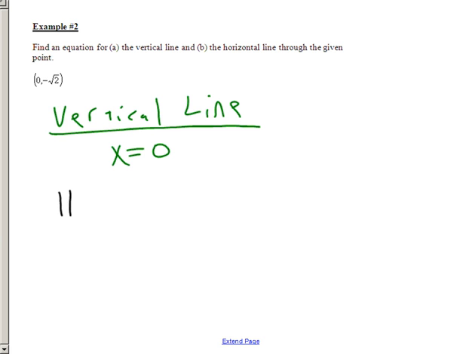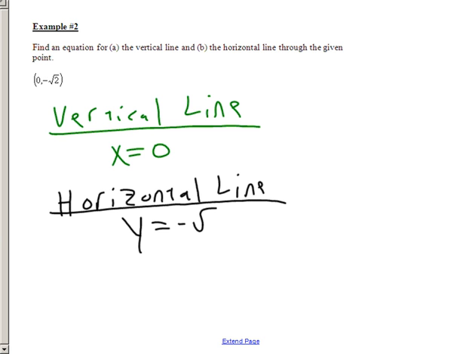The equation of the horizontal line is y equals the y coordinate. That's it. Easiest 2 points on the test. Make sure that we keep it straight so that no one misses it.